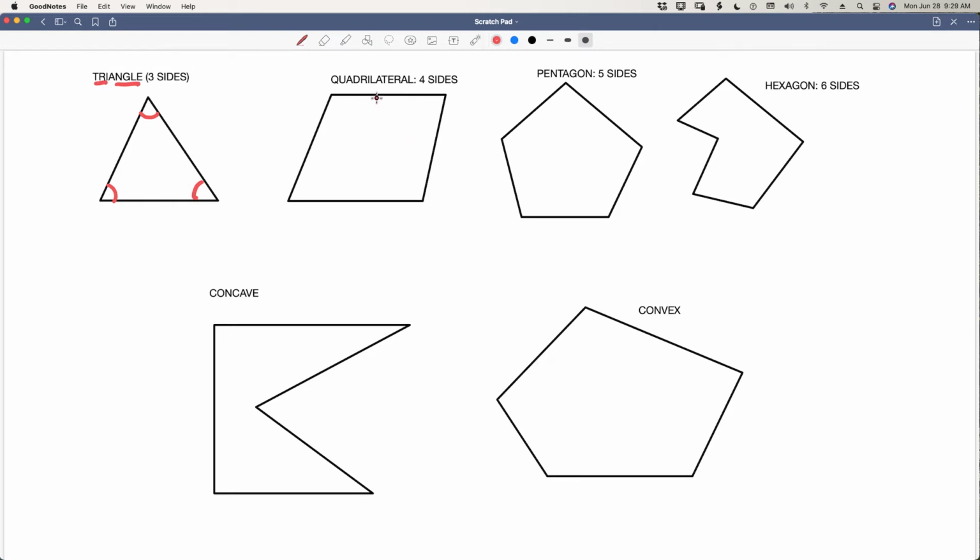Now when we have a shape with 4 flat sides, we call that a quadrilateral. Lateral means side, and quad means 4. So a quadrilateral has 4 sides. A pentagon. Gon comes from the same word that means shape, where we get the word polygon. And penta just means 5. So a 5-sided shape is a pentagon.